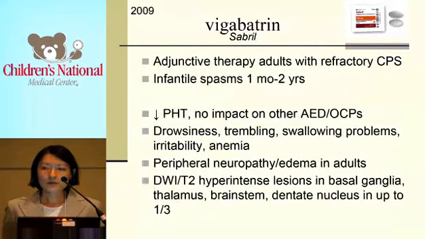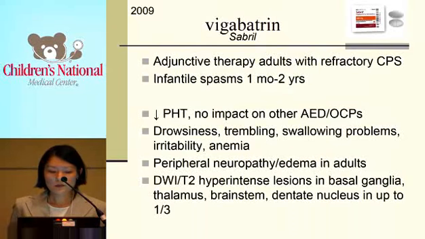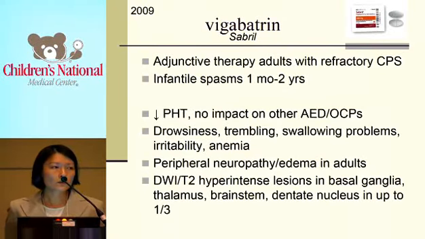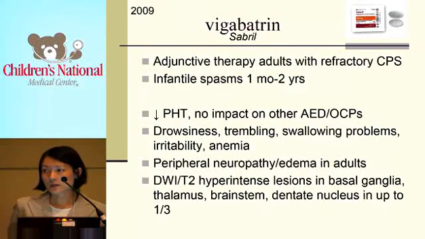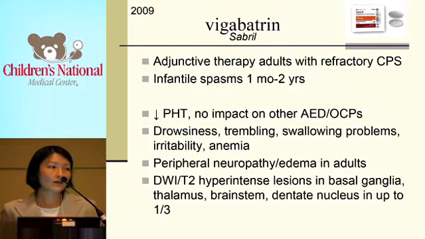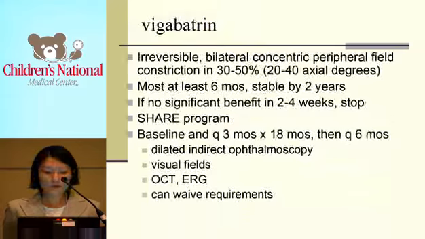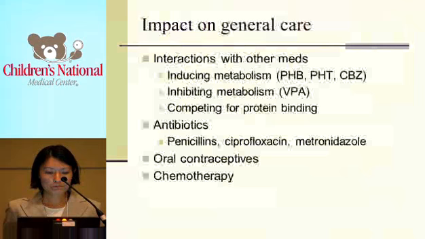Vigabatrin or Sabril is approved now for infantile spasms. The reason why it took so long to get approved by the FDA is because of the relatively frequent occurrence of irreversible peripheral visual field constriction. This is keeping in mind, however, that many of our children with infantile spasms were not necessarily going to be worried about any sort of functional deficit that will come about because of peripheral field constrictions.